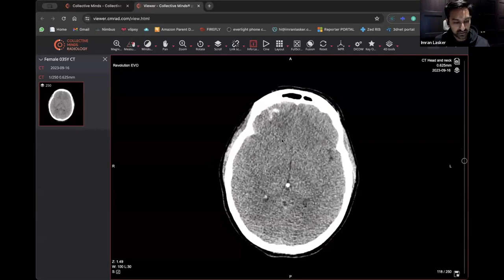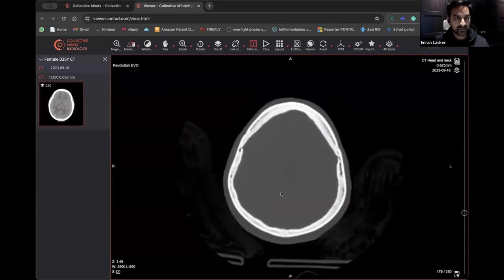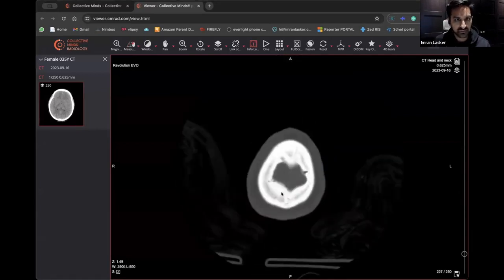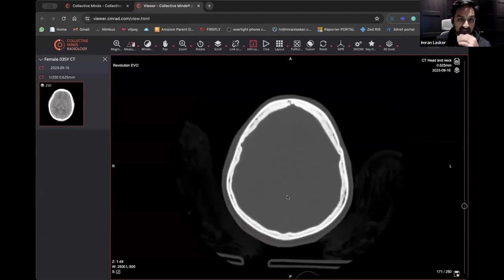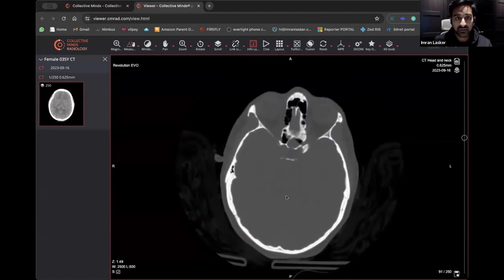Now, the other thing that I quite like about the platform is that you can actually go into bone windows. And I think on this one, you just press number 3 and you're in bone windows. So we've got traumatic injury. We've got to have a look. We'll see what's going on.